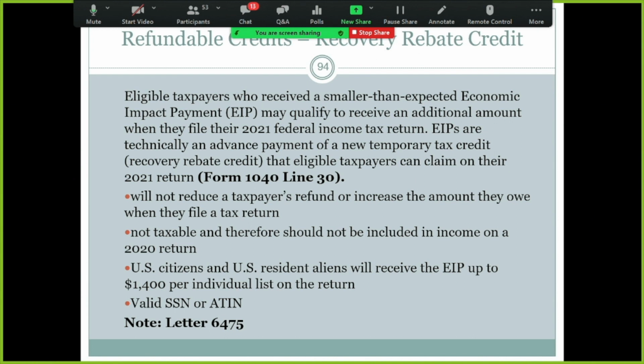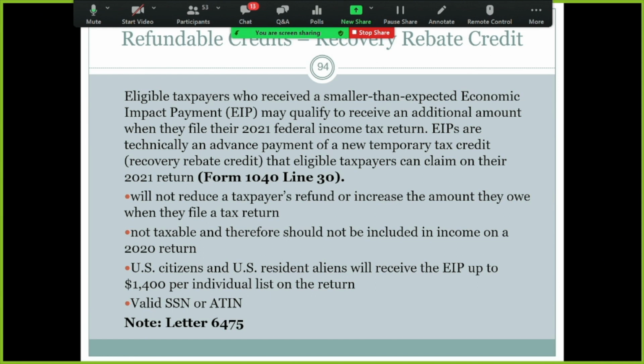Another refundable credit is the recovery rebate credit. This follows up with the tax year 2020. Eligible taxpayers who received a smaller than expected economic impact payment, which we know as the stimulus, may qualify to receive an additional amount when they file their 2021 federal income tax returns. These economic impact payments were treated as an advance that eligible taxpayers can claim on their 2021 tax return.